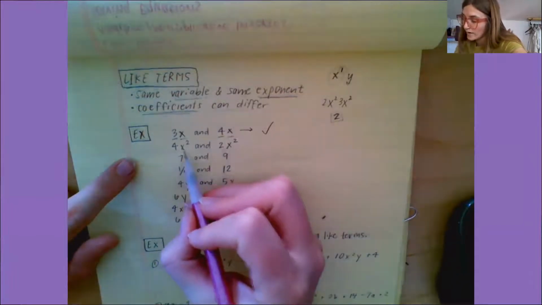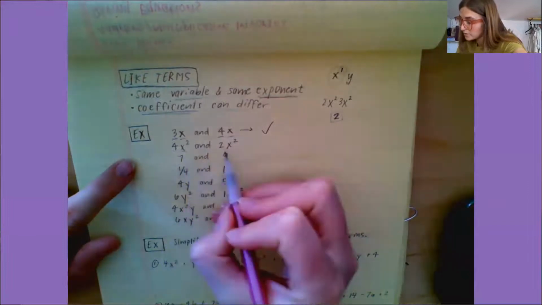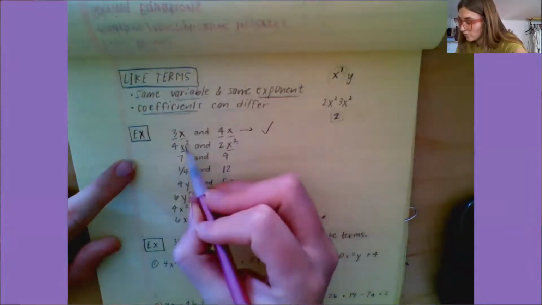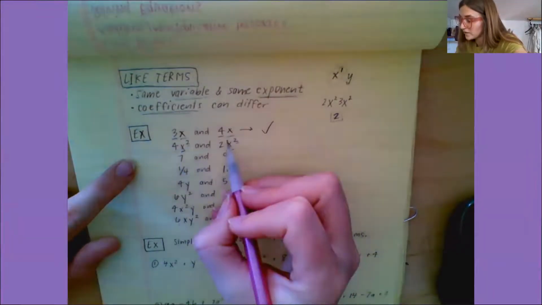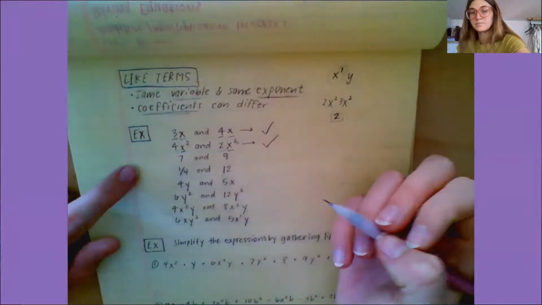We have 4x squared and 2x squared. So variables are the same, and exponents are the same. They're both raised to the second power. Their coefficients are different, but that's okay. These are still like terms.